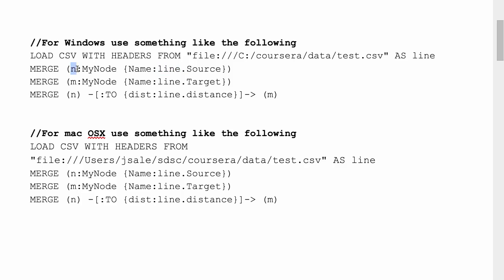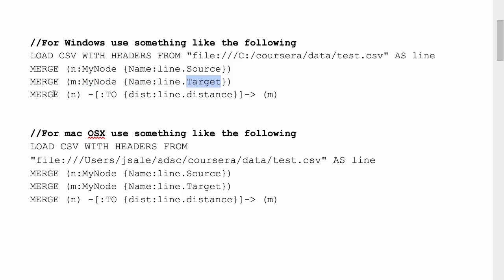Our source node variable is going to be n, and we'll use the mynode type, which we've made up ourselves. We're going to add a name property to each of our source nodes, and we're going to attach the value in the source column to that particular node. Likewise, for our target nodes, we'll use a variable m. We'll define them as the same type, mynode. We will give them a name, and we will extract that name from the target column on the particular line we're working with.